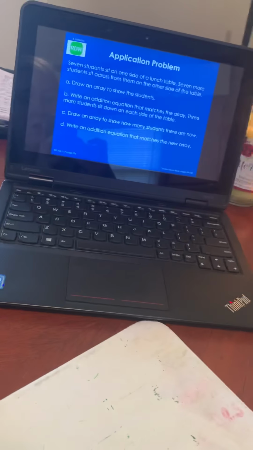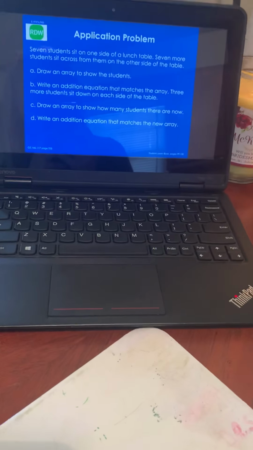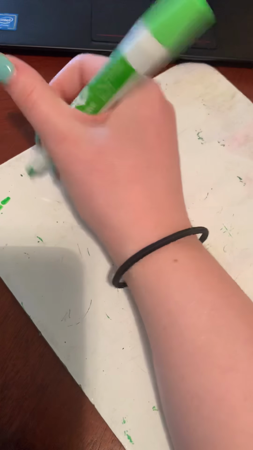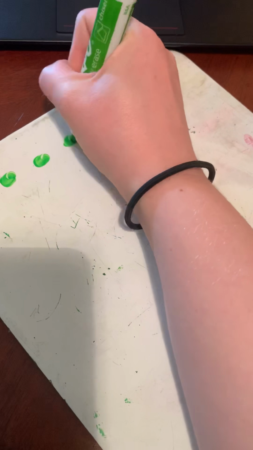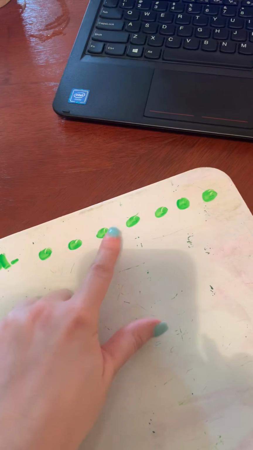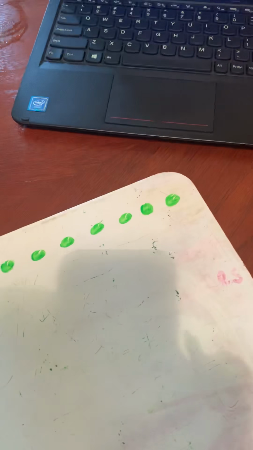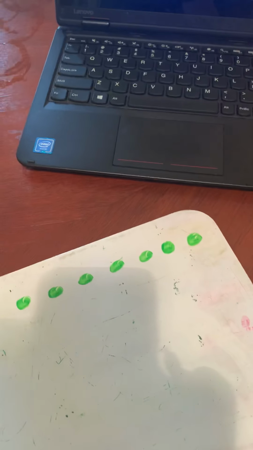So I'm going to start with the first 7. And I'm not going to draw little stick people, and you don't really need to either. If you did, that's fine. But again, when we're drawing these arrays, we can just use X's or circles just to make things quicker and more efficient, okay? So I'm going to draw the circles to represent the 7 students sitting on one side of the table, okay? Okay, so to double check, 1, 2, 3, 4, 5, 6, 7. So 7 students sitting on one side of the lunch table.